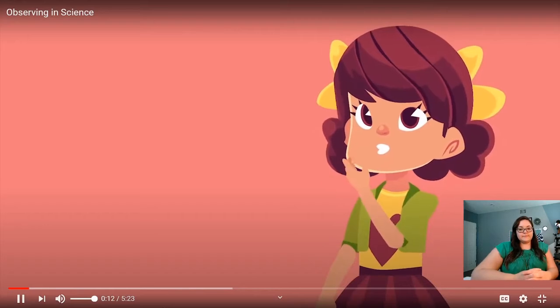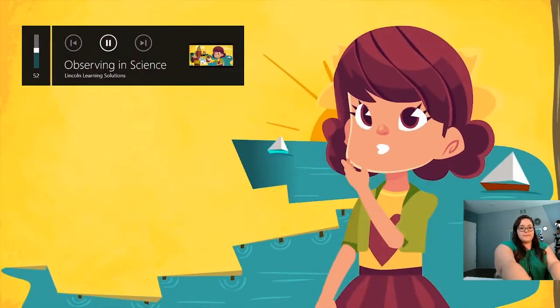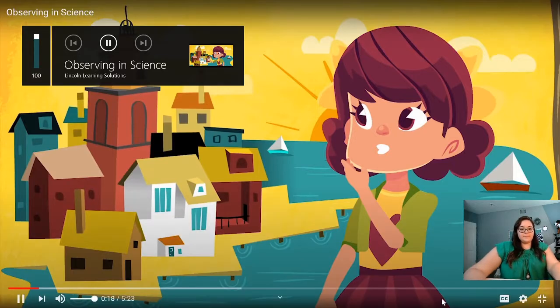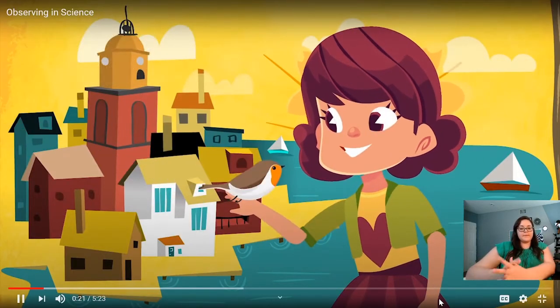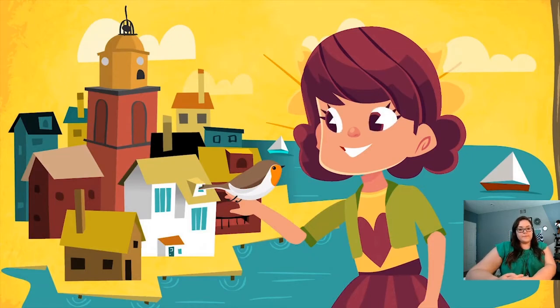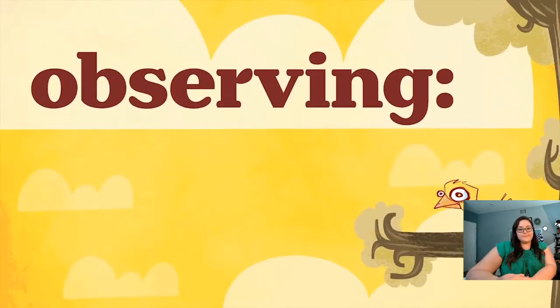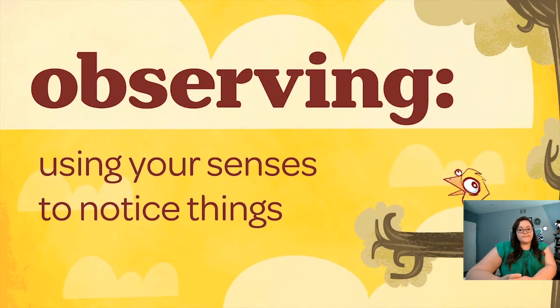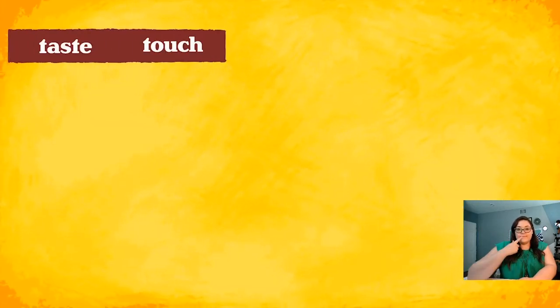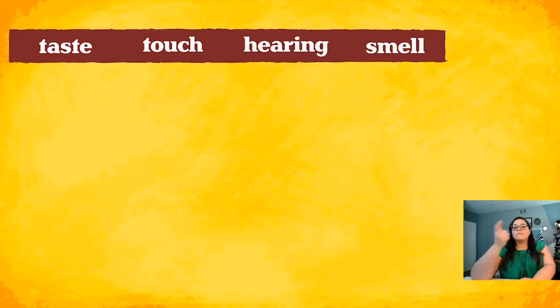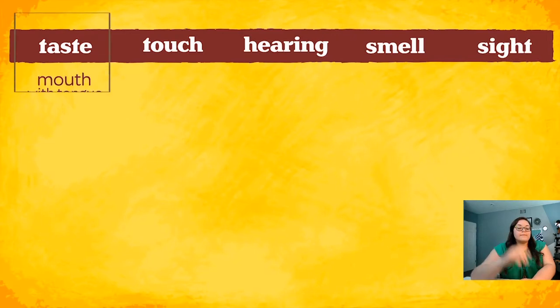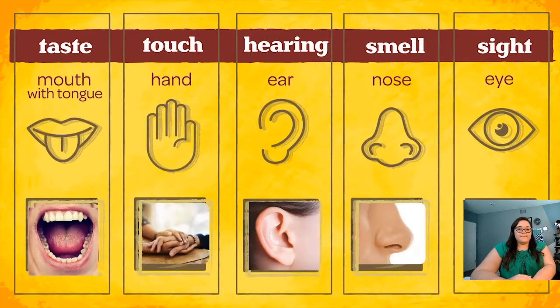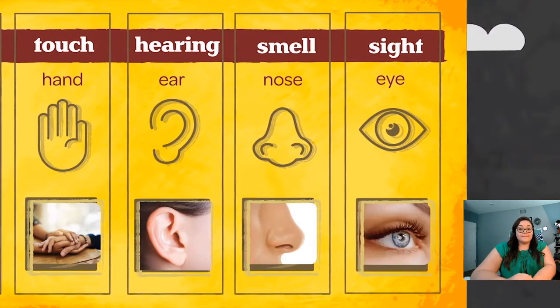People are curious by nature. They want to know things about the world around them. People can learn about the world by making observations. Making observations, or observing, means using your senses to notice things. Humans have five senses: taste, touch, hearing, smell, and sight. When a person observes something, they are using their five senses to notice an object's characteristics.